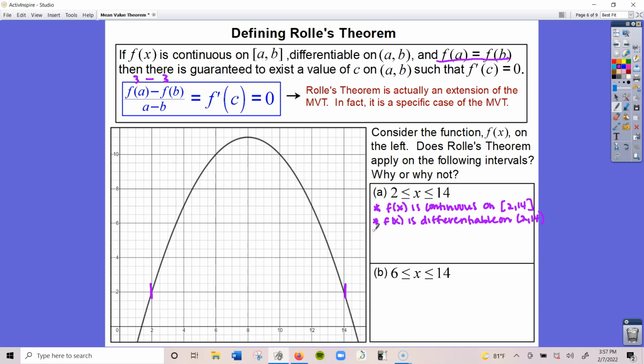The third and final condition is that f of a equals f of b. So I'm going to do f of 2. F of 2 is equal to 2. F of 14, which is over here, is also equal to 2. Because these are equal, this means that Rolle's theorem is applicable.